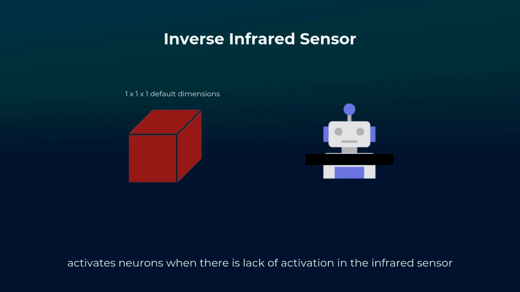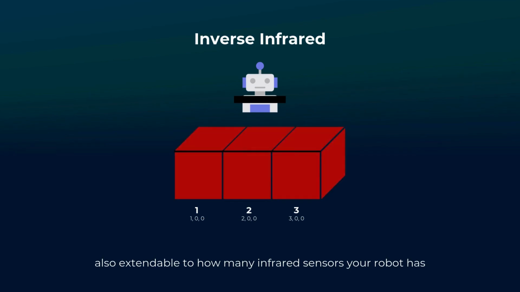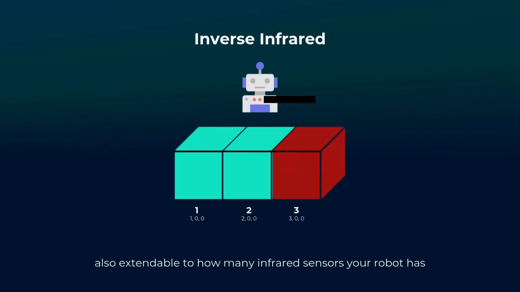Similarly, inverse infrared cortical areas have the same dimensions, but they serve the opposite purpose of regular infrared sensors. Instead, inverse infrared cortical areas activate neurons when there is a lack of activation in the infrared sensor. You can see in this example that when something covers the infrared sensor, the cortical area is activated. Inverse infrared cortical areas are also extendable according to how many sensors your robot embodiment has.